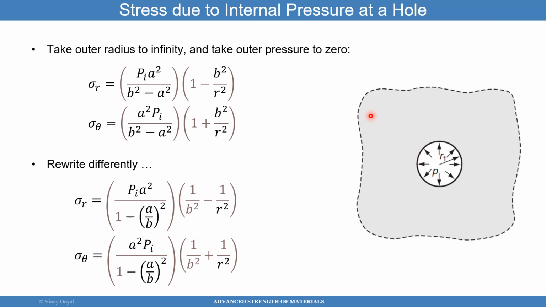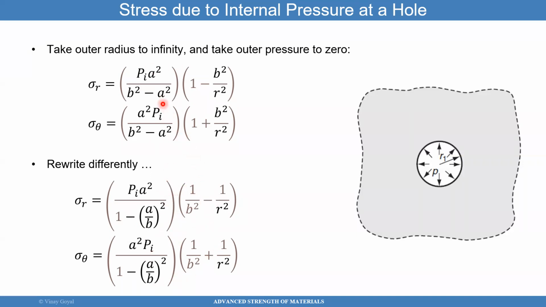So I use the same formulas I had before. Obviously there's no p_0, no outside pressure, so the formula reduces to this. Very easy looking. I can write this differently though. I divided the denominator by b squared, so you can rewrite these equations so they look like this. I just took the same equation but wrote it differently.